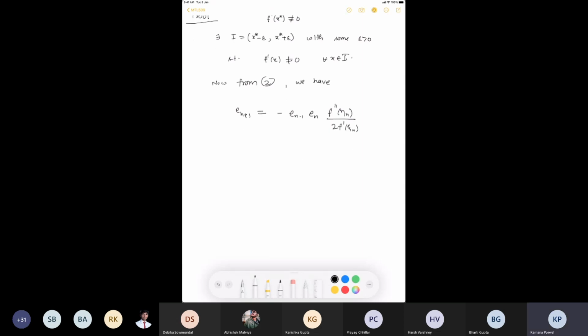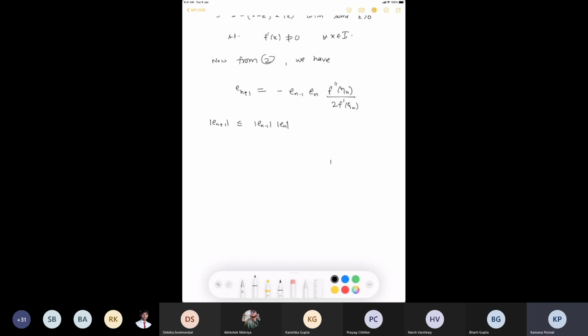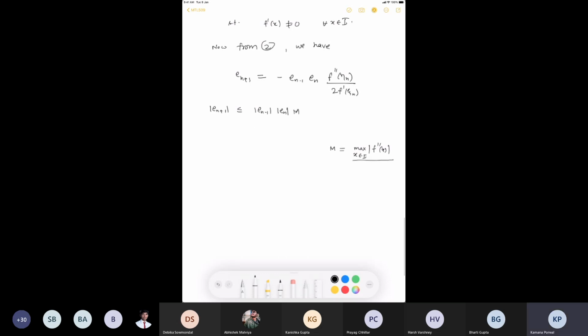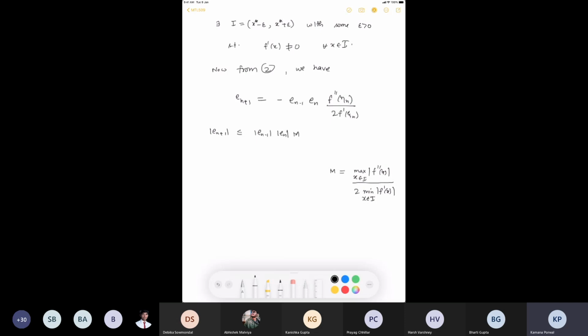From here, I can write that mod of e_{n+1} is less than or equal to mod of e_{n-1} into mod of e_n, times a factor M, where M is nothing but the maximum of the absolute value of f double prime over the interval I divided by 2, and the minimum of f prime of x, where x is ranging in I. Then I can write this relation using this equation 2.